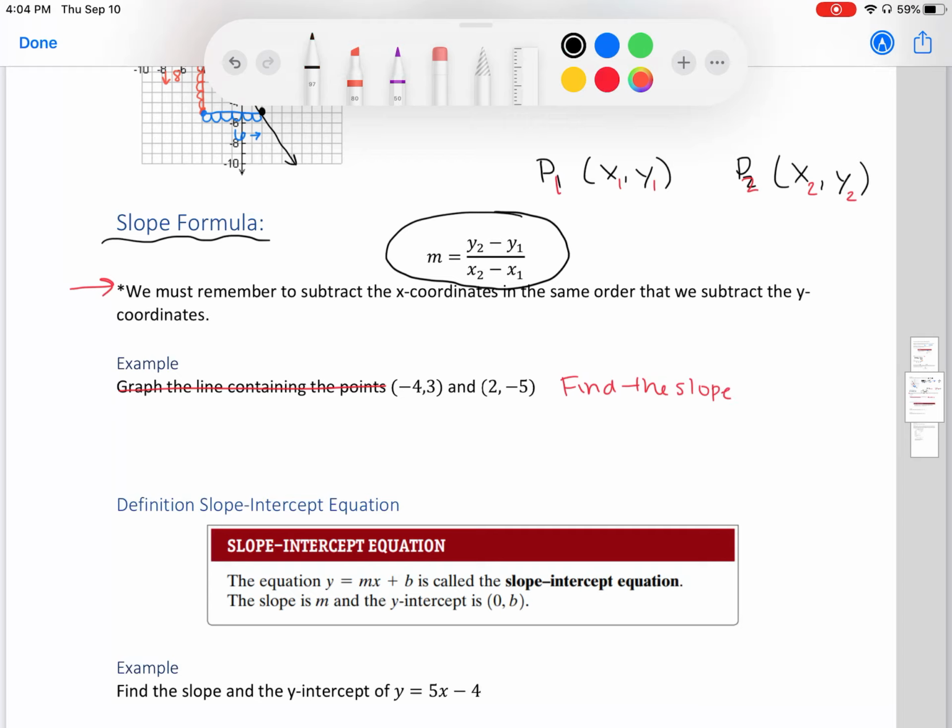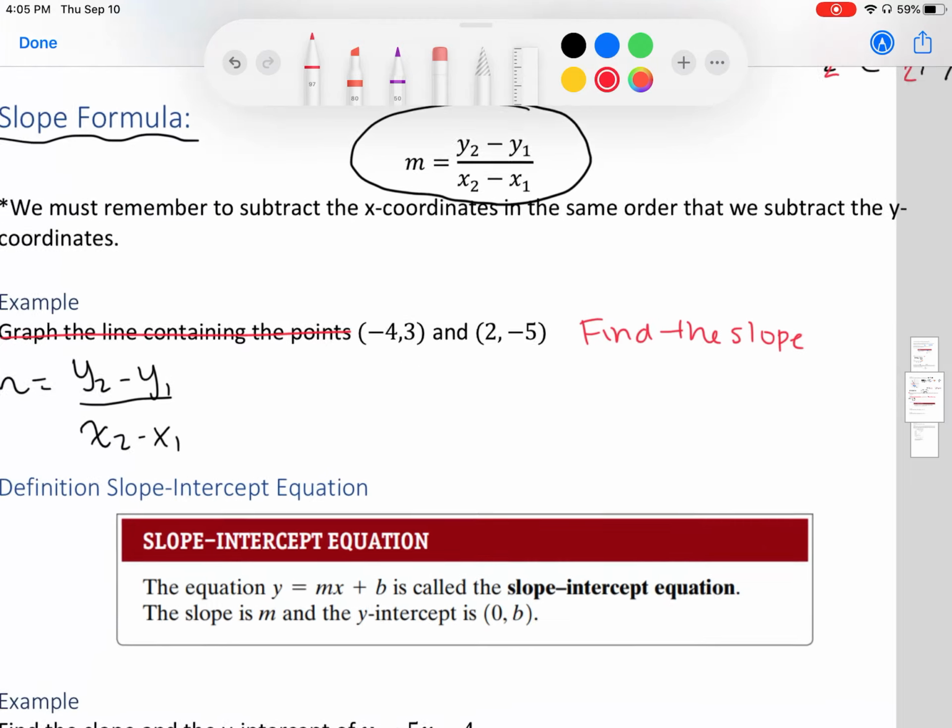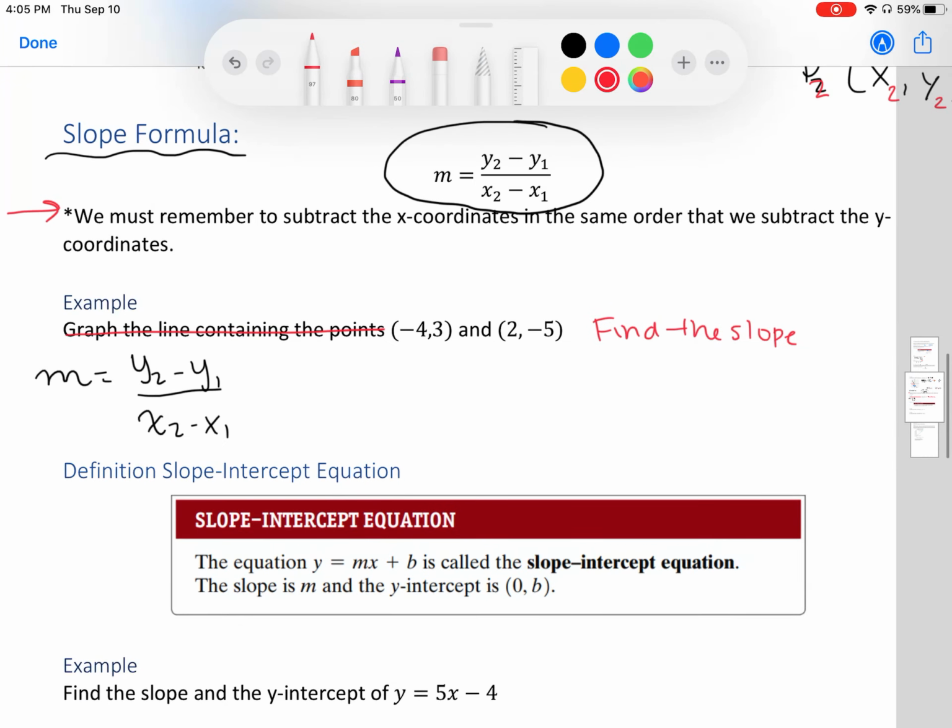Okay, we have a formula. We have m is equal to y2 minus y1 over x2 minus x1. Let's label our values. I have to label them because I know my eyes will trick me and I will make a mistake along the way. So I will label my first one x1, y1, my second one x2, y2, so that I know exactly where my points are.